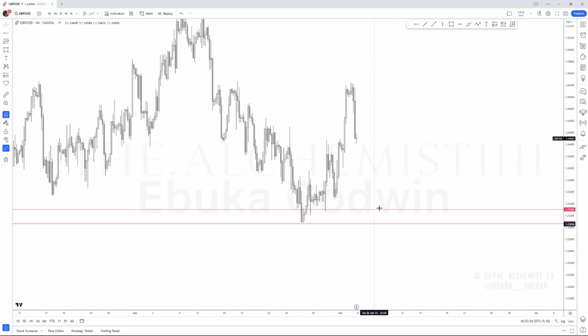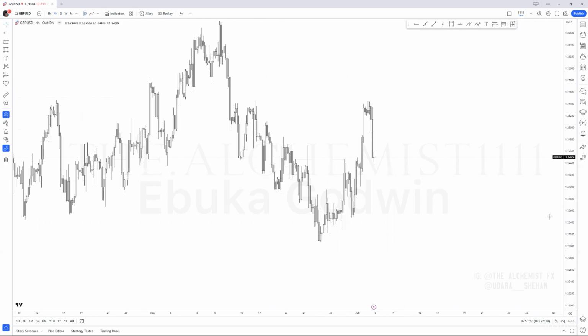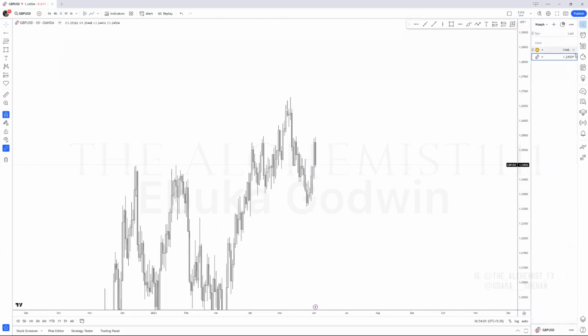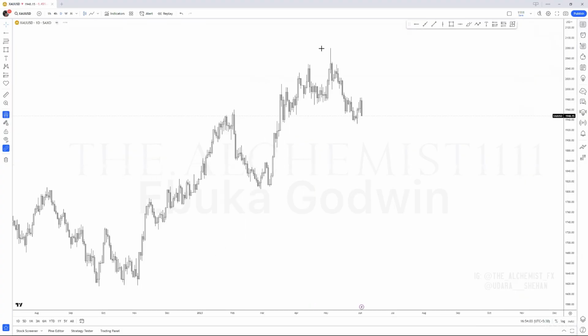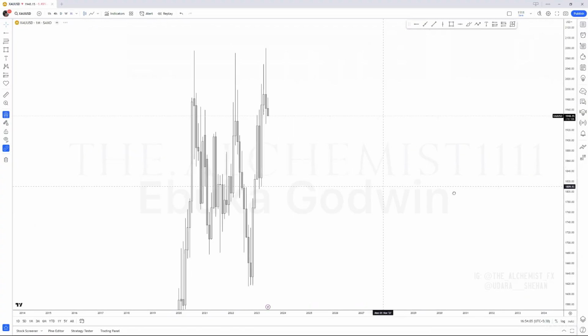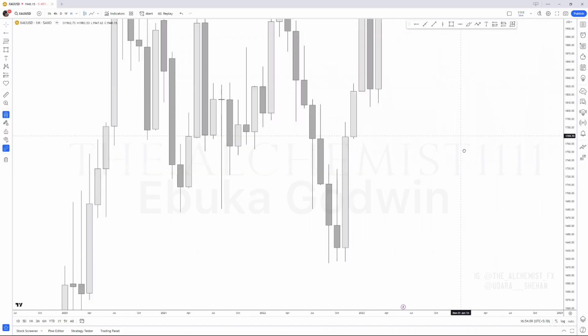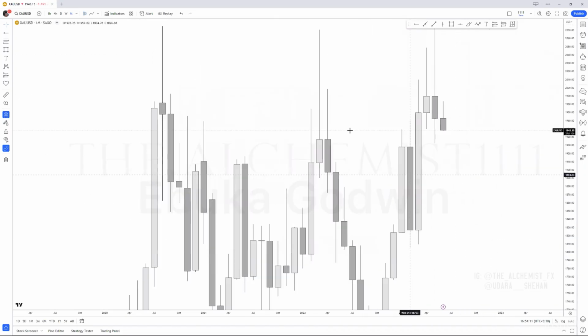Okay, so you see this, right? It works anywhere. All you have to do is practice. Practice is what it takes. Even from the monthly time frame, you can see the precision. Look at this. Let's see. Yeah, look at this.